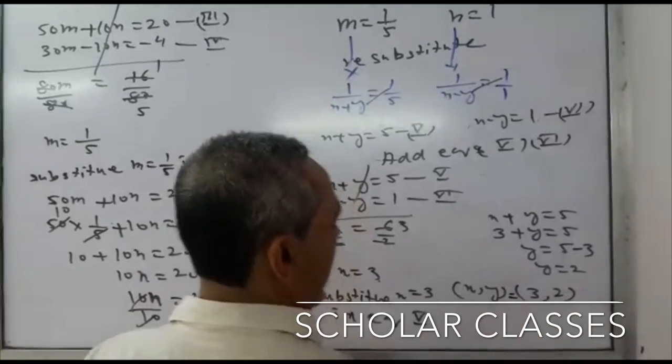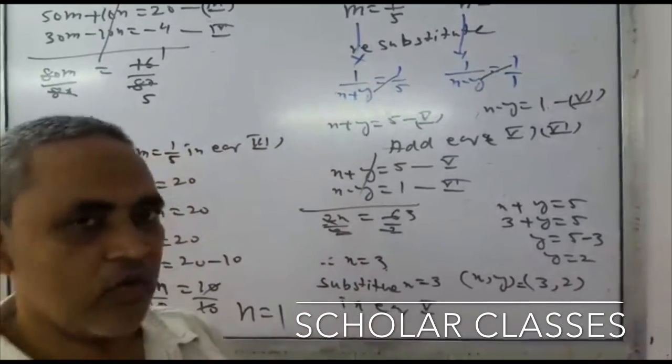So the answer is x comma y, the value of 3 comma 2. This is our answer. Thank you.